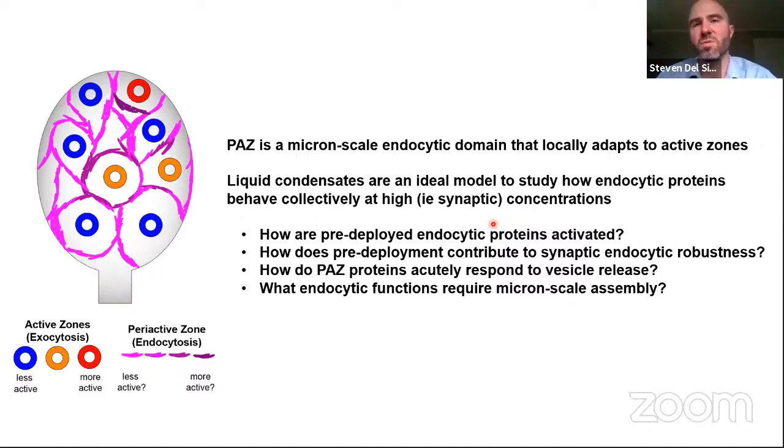So actually what we're implementing now, we just got a stimulator set up, so we're going to be doing controlled electrophysiological stimulation, which I think is really the best way to get an answer to that question.